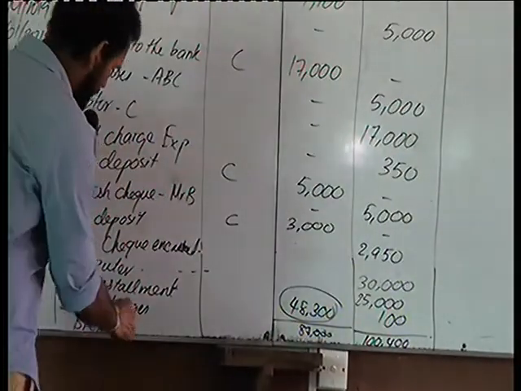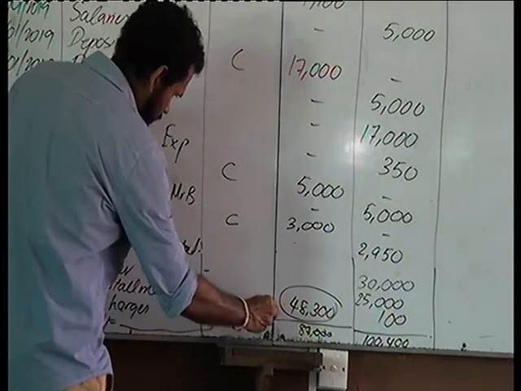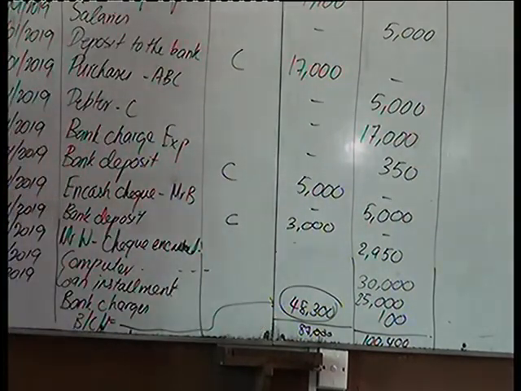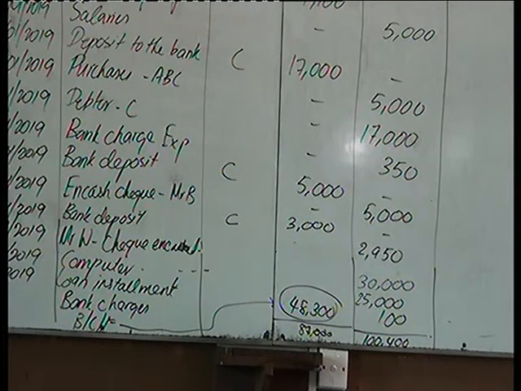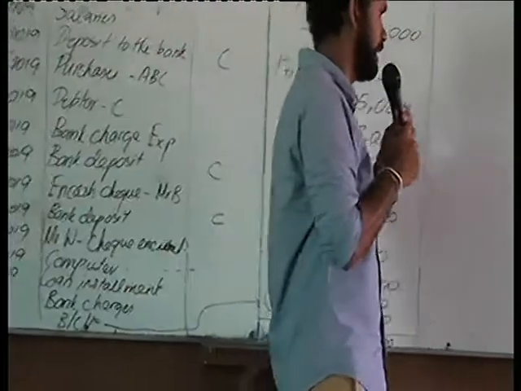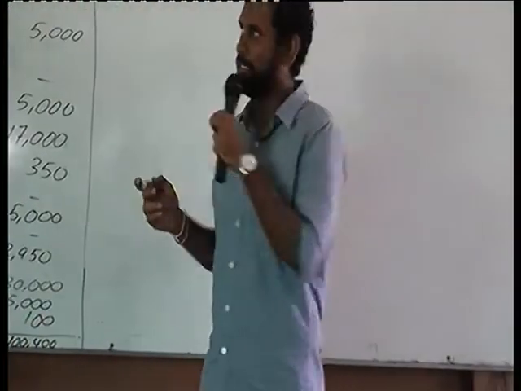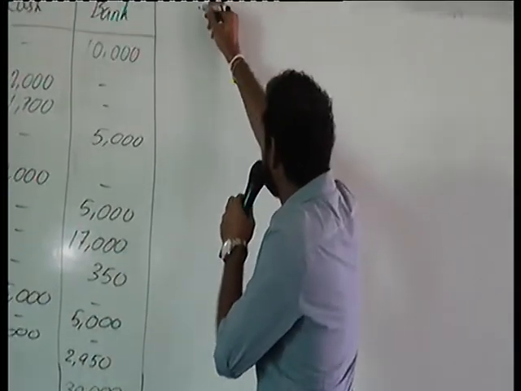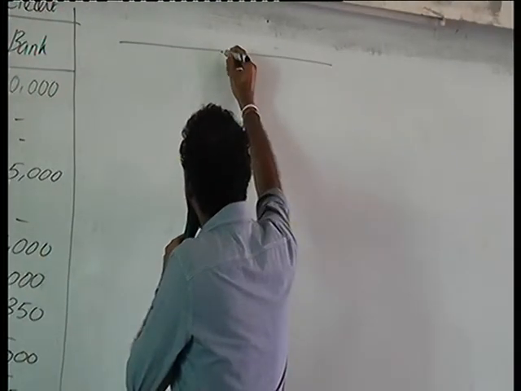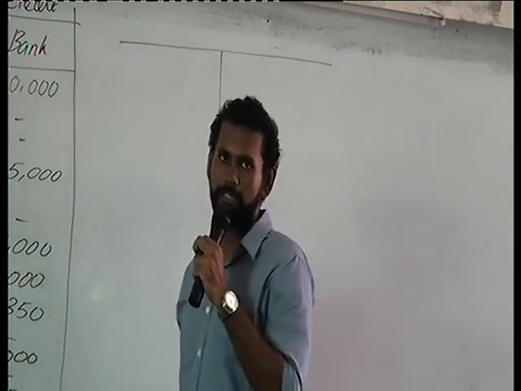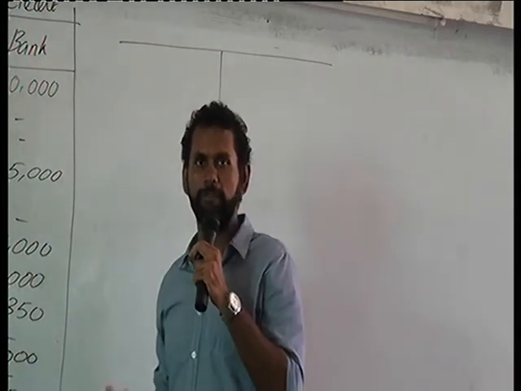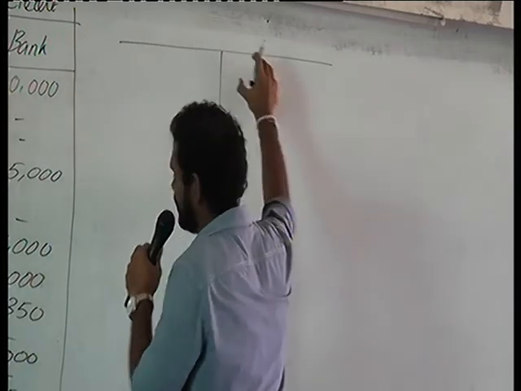48,300. Balance carried forward from the cash account is 48,300. So 48,300 is a credit balance, and for the next month it will be a debit balance. So when you carry forward, what happens is a general ledger account. In principle, the general ledger accounts, we put as T accounts.